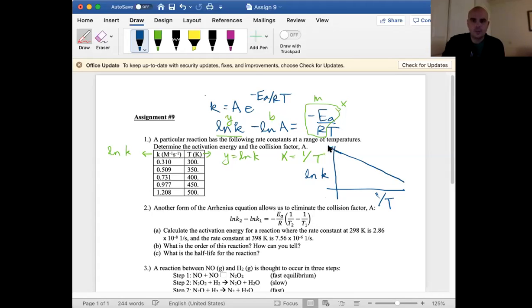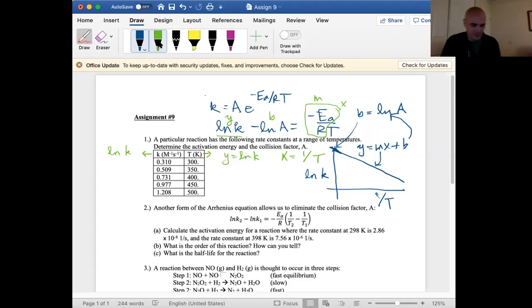And the intercept will be the natural log of a, so we can calculate a from wherever we hit that, and that'll be the equation of our line, right? Because Excel will give us one, so we can just use that. And then the slope will be minus E sub A over R. So we can just take that number, multiply by R, and get minus E sub A. So I guess we'd multiply it by minus R.